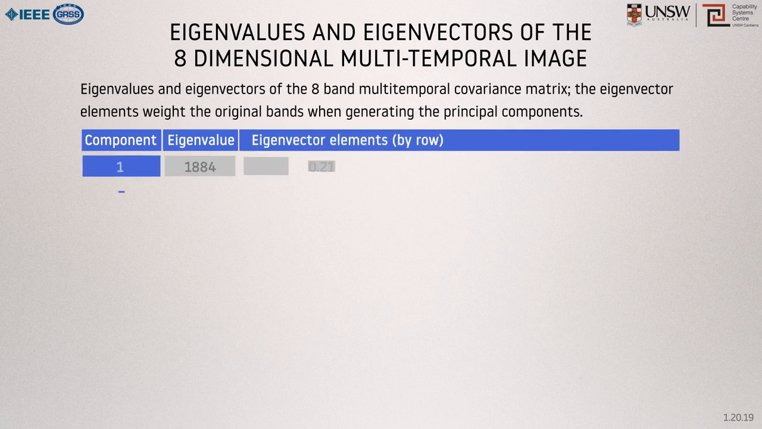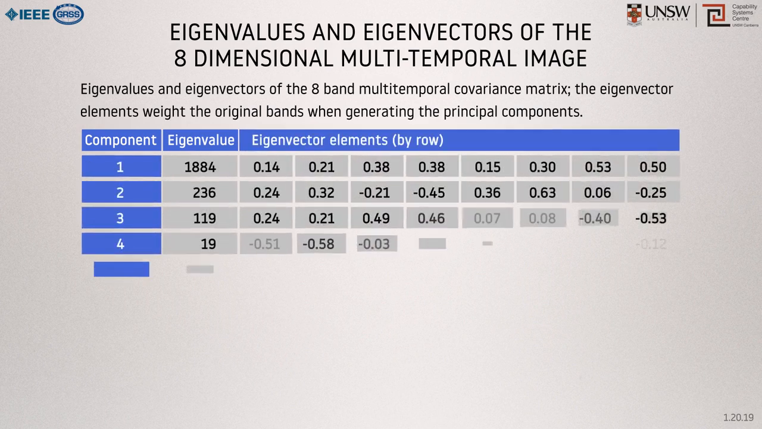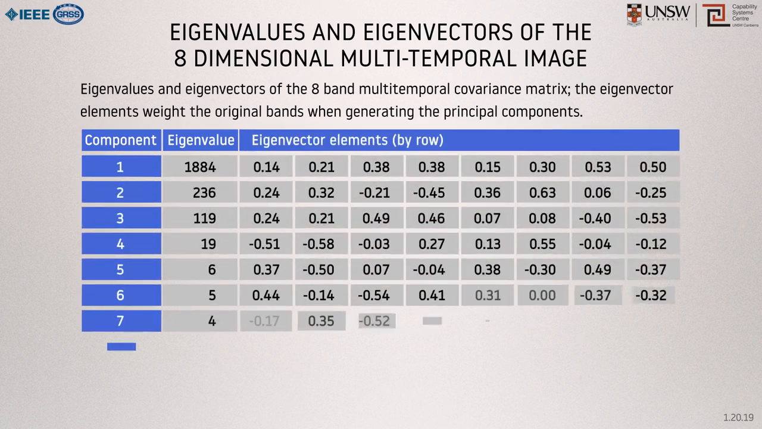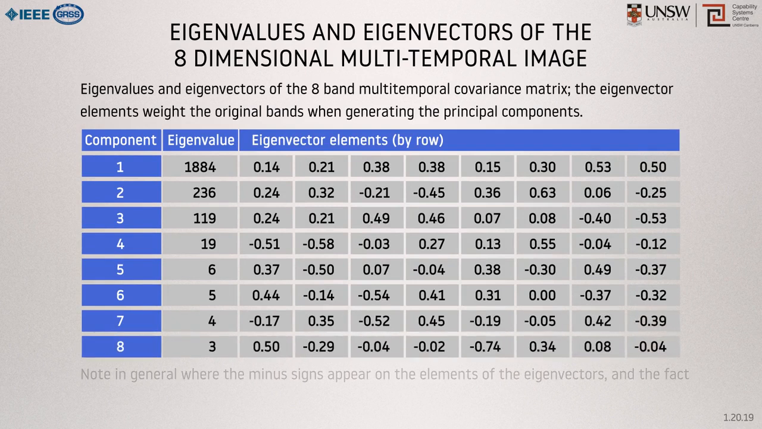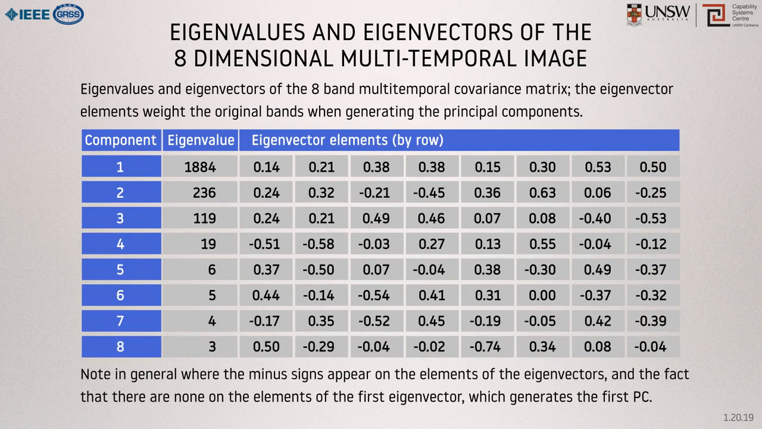Here are the eigenvalues and eigenvectors by row of the 8-dimensional multi-temporal image. Note the rapid drop-off in the sizes of the eigenvalues, and note that all the elements of the first eigenvector are positive. That's why the first PC is a weighted sum of the original set of bands. All other eigenvectors have some negative elements, which is why they are good at highlighting changes that have occurred between the dates.